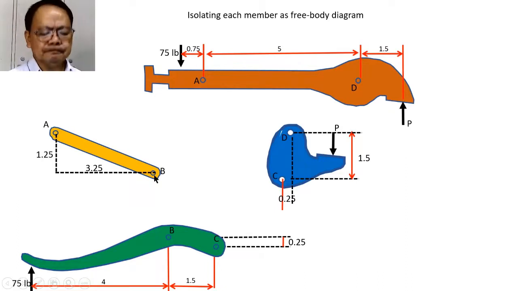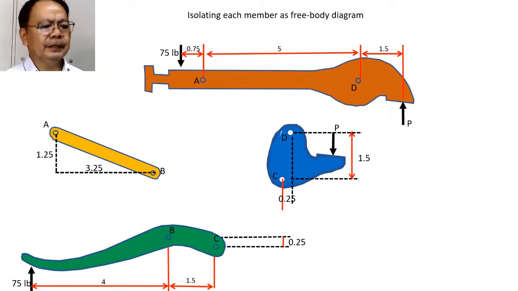So ano yung dahilan bakit in-identify natin kung siya ba ay 2 force member or 3 force member? Kasi kung meron tayong 2 force member, alam naman natin na ang force ay mag-a-act along the member itself. Kaya kung makikita natin, yung force na mag-a-act dito is along this AB. Kaya madali natin siyang ma-define, particularly the direction. Di ba?